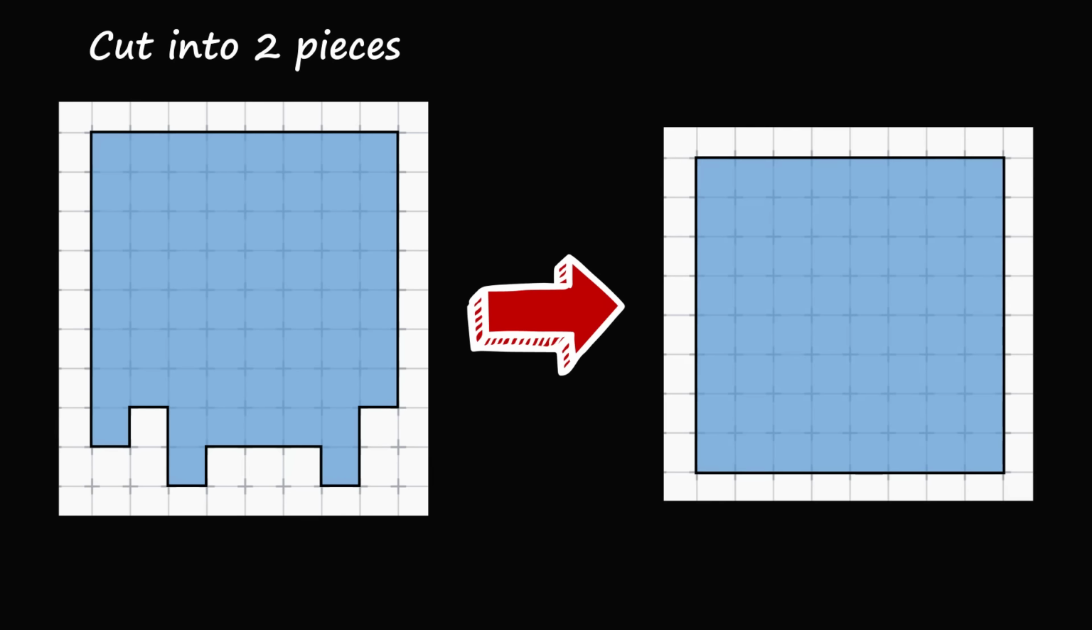Puzzle 1. A shape is shown in the following grid. The challenge is to cut the shape into 2 pieces and rearrange the 2 pieces so that you form a perfect 8 by 8 square. How can you solve it?